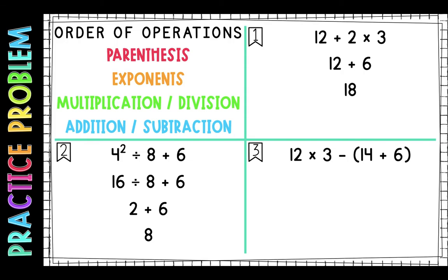For number 3, we need to start with what's in the parentheses. So when we have 12 times 3 minus 14 plus 6 in the parentheses, I'm going to start by doing that addition at the end because it's within those brackets. 14 plus 6 will give me 20. Now we have 12 times 3 minus 20. I know that I need to do multiplication before subtraction, so this will become 36 minus 20 because 12 times 3 is 36. And I'll end by subtracting and get a final answer of 16.